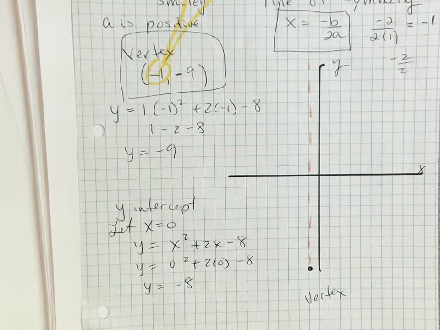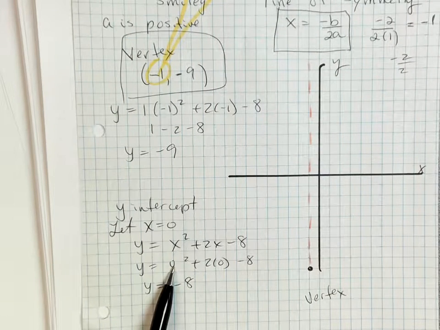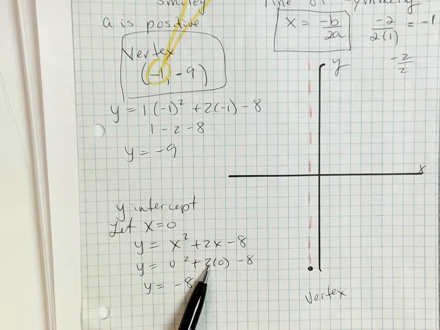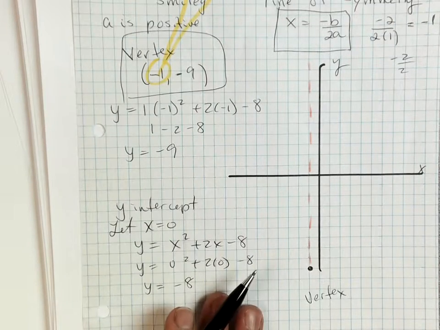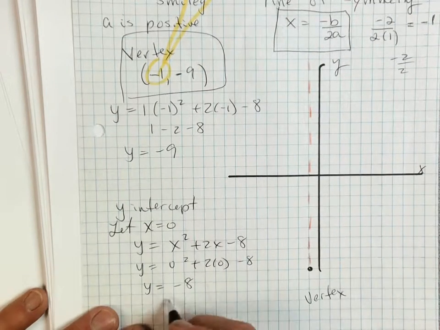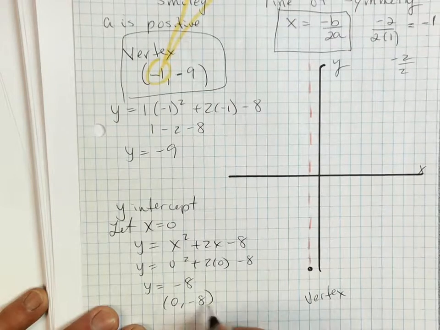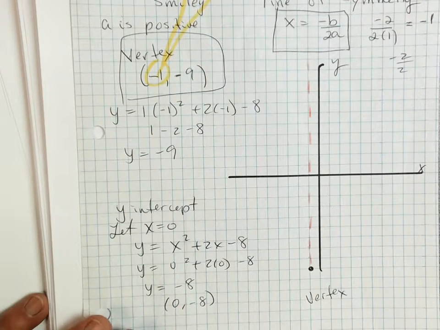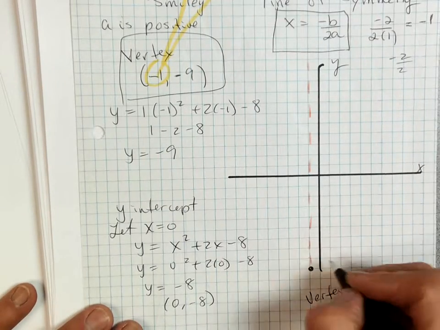Because 0 times 0 is 0, and anything times 0 is 0. Zoe, you're right on both. So you get negative 8. So guess what? We're going to have a point at, you ready? 0, negative 8. Because didn't we let x be 0? Right? So the point is 0, negative 8.